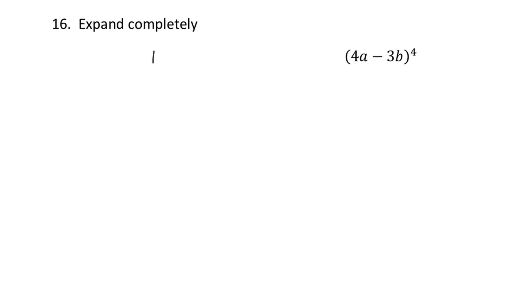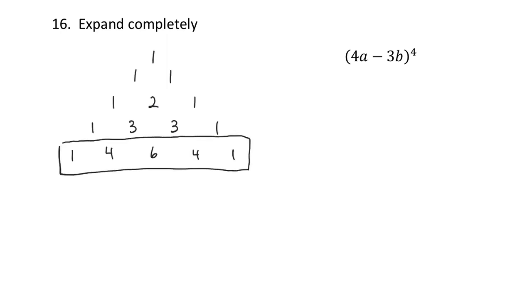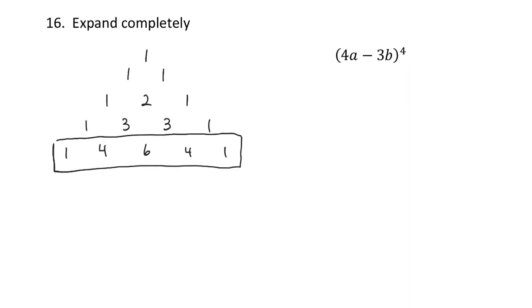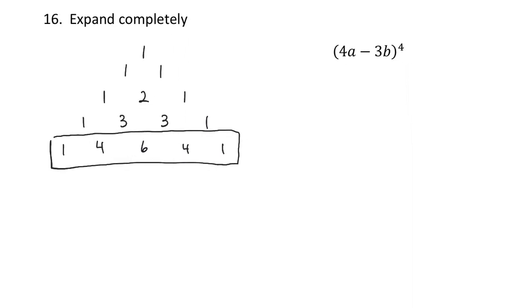So if it's raised to the 0 power, the coefficient is 1. If it's raised to the first power, we have 1 and 1. Raised to the second power is 1, 2, 1. Raised to the third power is 1, 3, 3, 1. Raised to the fourth power is 1, 4, 6, 4, 1. So these are going to be the coefficients we're going to use. So the first term is going to be this with that coefficient raised to the fourth power. So the coefficient is 1, and then we have our first term 4a raised to the fourth power.